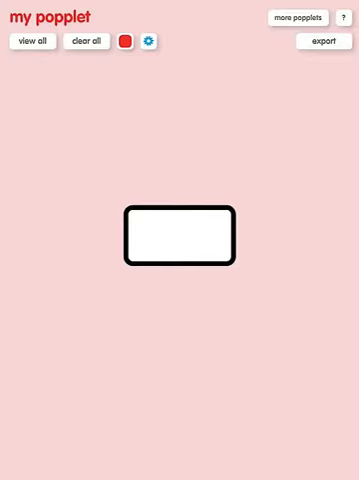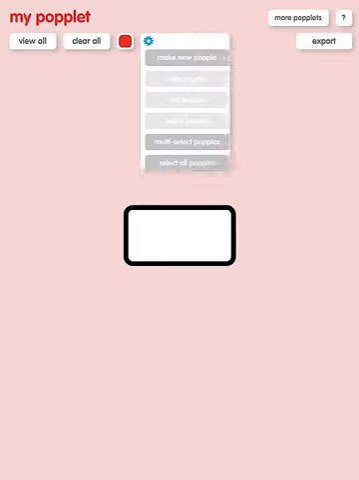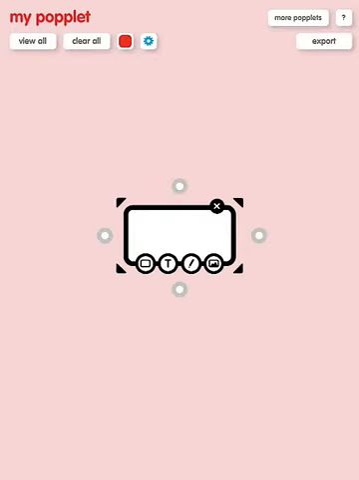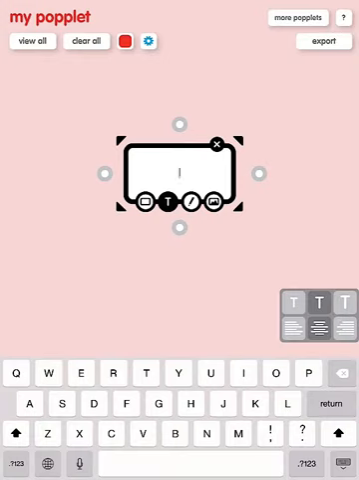We use Popplet Lite, and to start, you want to go to the little setting icon, the wheel at the top, and it'll say Make New Popple. So we're going to make a new one, and it'll pop up on your screen like this. Now, the students were to type the name of their person that they chose to do their research on in the center. So I'm going to put in John Lennon.